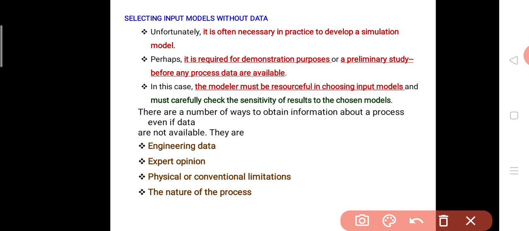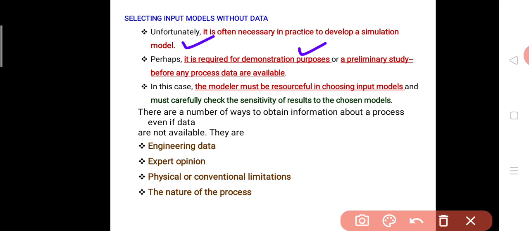Right. So, selecting the input models without data. Unfortunately, it is often necessary in practice to develop the simulation model. Perhaps it is required for demonstration purposes, and for preliminary studies before any process data are available. In this case, the modeler must be resourceful in choosing an input model and must carefully check the sensitivity of the results to the chosen models, right.